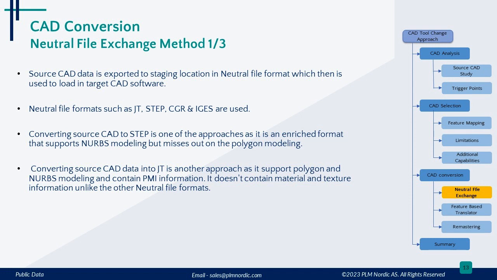Take for example, converting source CAD to STEP is one of the approaches as it is an enriched format that supports NURBS modeling but misses out on the polygon modeling. At the same time, STEP 242 can hold PMI information. And converting source CAD data into JT is another approach, as it supports polygon and NURBS modeling, and contains PMI information. It doesn't contain material and texture information unlike the other neutral file exchange formats, but material application is better done using PLM and CAD automation scripts, where material in the PLM application is applied to the CAD data.